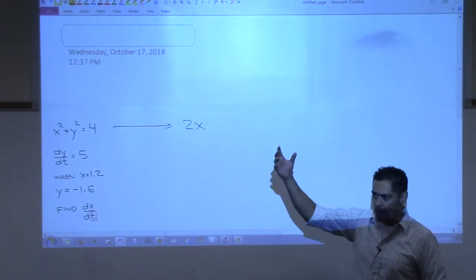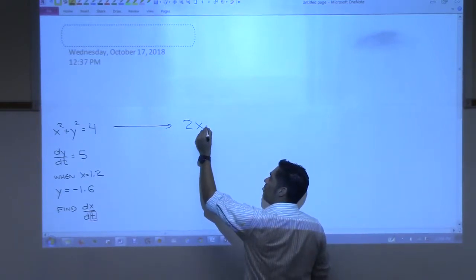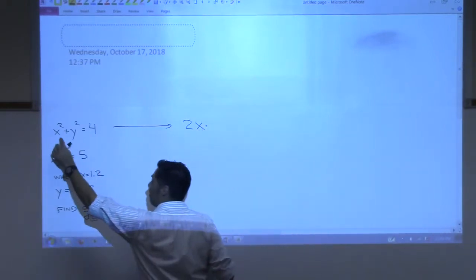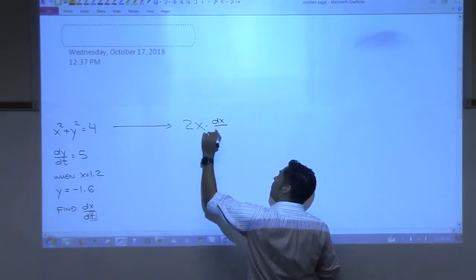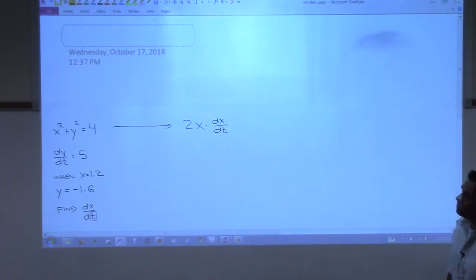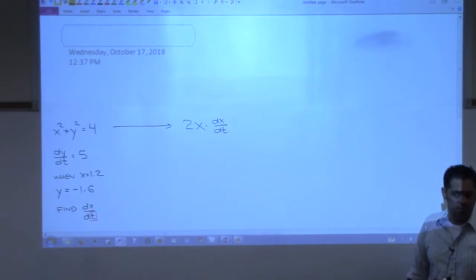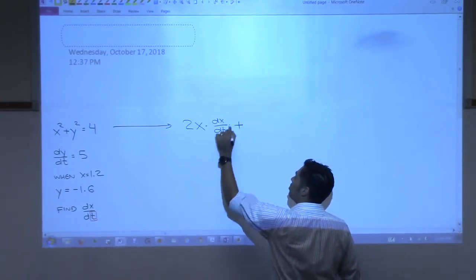You had the junk squared, right? Derivative of the junk squared was 2 times the junk. But then you have to say times the derivative of the junk, right? And what's the derivative of x? Well, with respect to t, it's dx/dt. Am I done with the x squared? Yes. Okay, so now I can say plus because I have addition here.